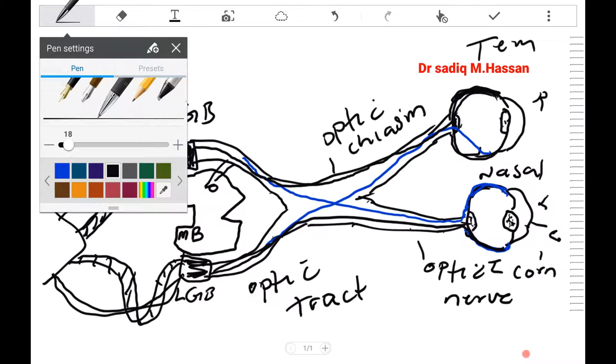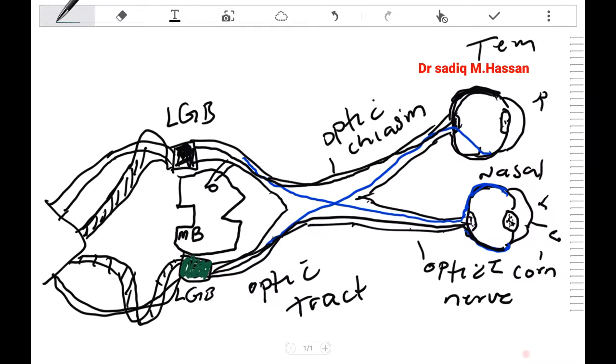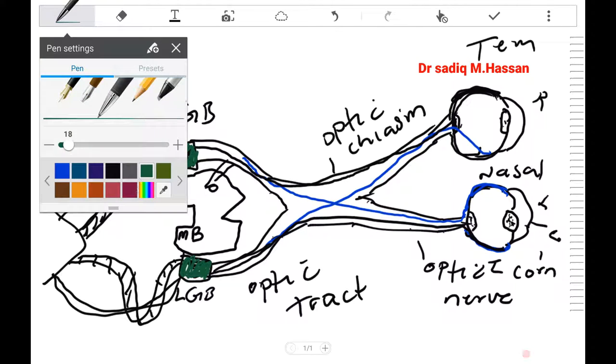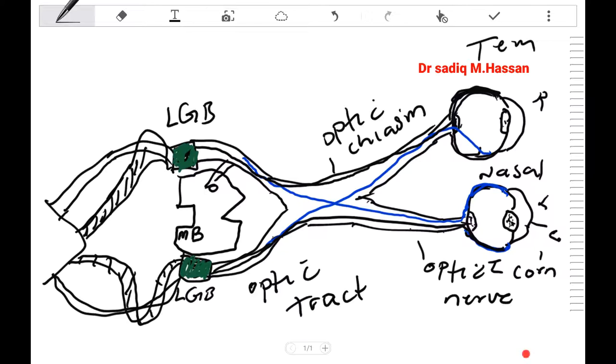Let me highlight with another color, for example, green. This is the lateral geniculate body. From the lateral geniculate body, the upper fibers move upward through the parietal lobe and go into the occipital lobe. And the lower fibers, the dashed ones, move through the lateral temporal lobe to the lower part of the temporal and to the occipital.